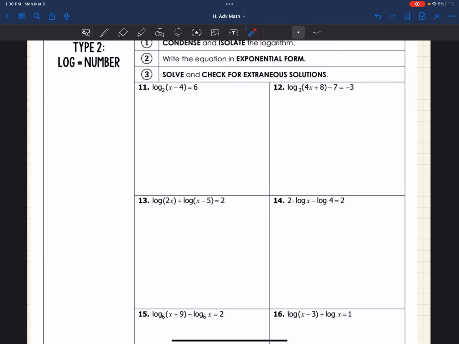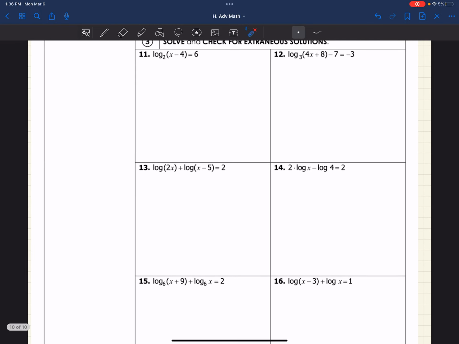So I'm going to go ahead and do 2 of these for you all, maybe 3. I don't know. We'll see how we do on time.